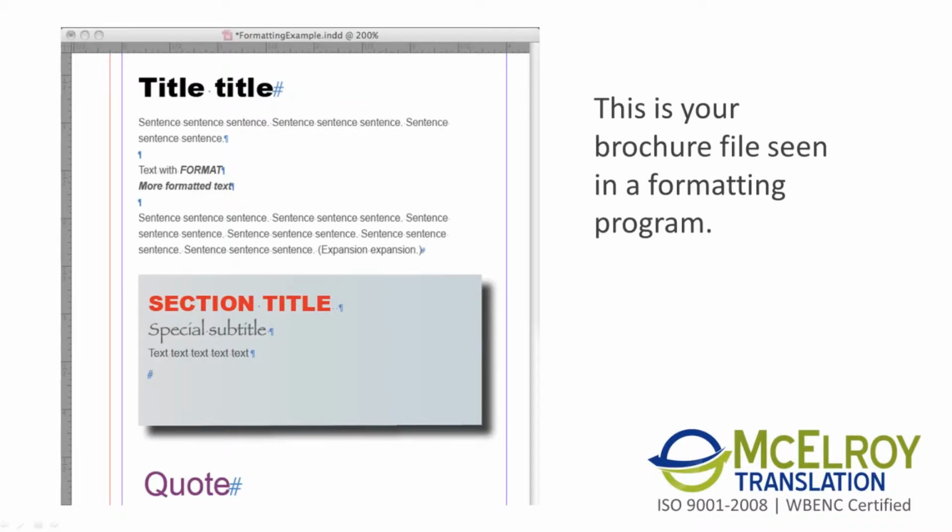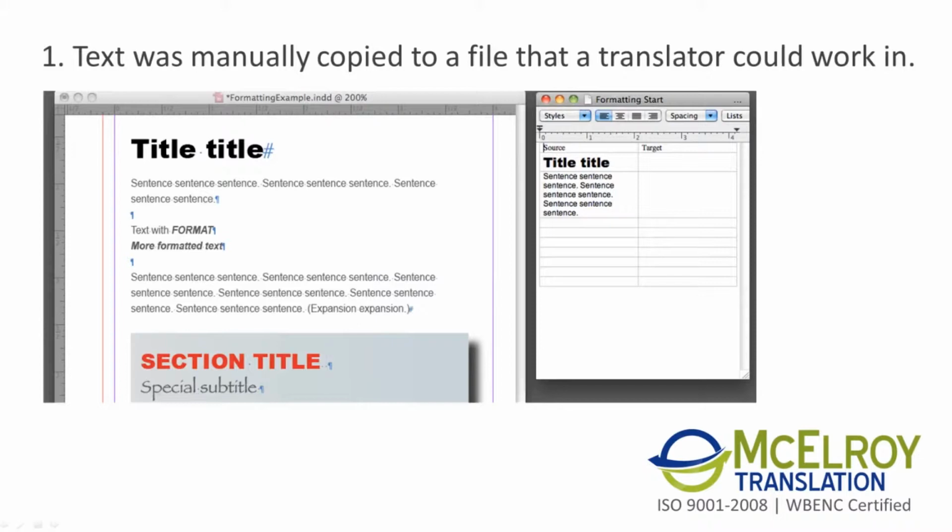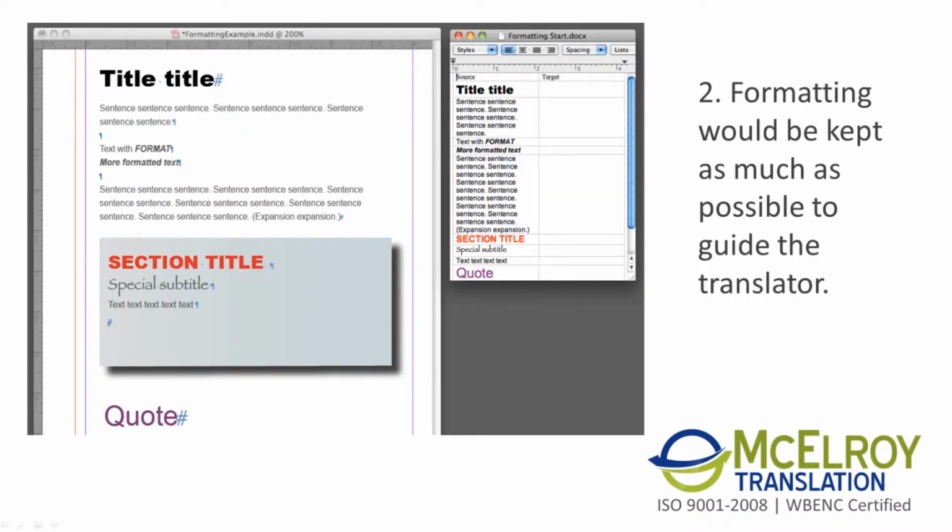So here's this pretend brochure in the InDesign program, a very common desktop publishing program. So you would be ready to have this translated, but most translators would not have this file, this format to work in. So the first thing we would do in-house is take all of this information and put it into a common program. So this would be a Word document that would contain all of the information needed. Often we would keep the formatting so that the translator could change the formatting as needed and translate correctly into the format.